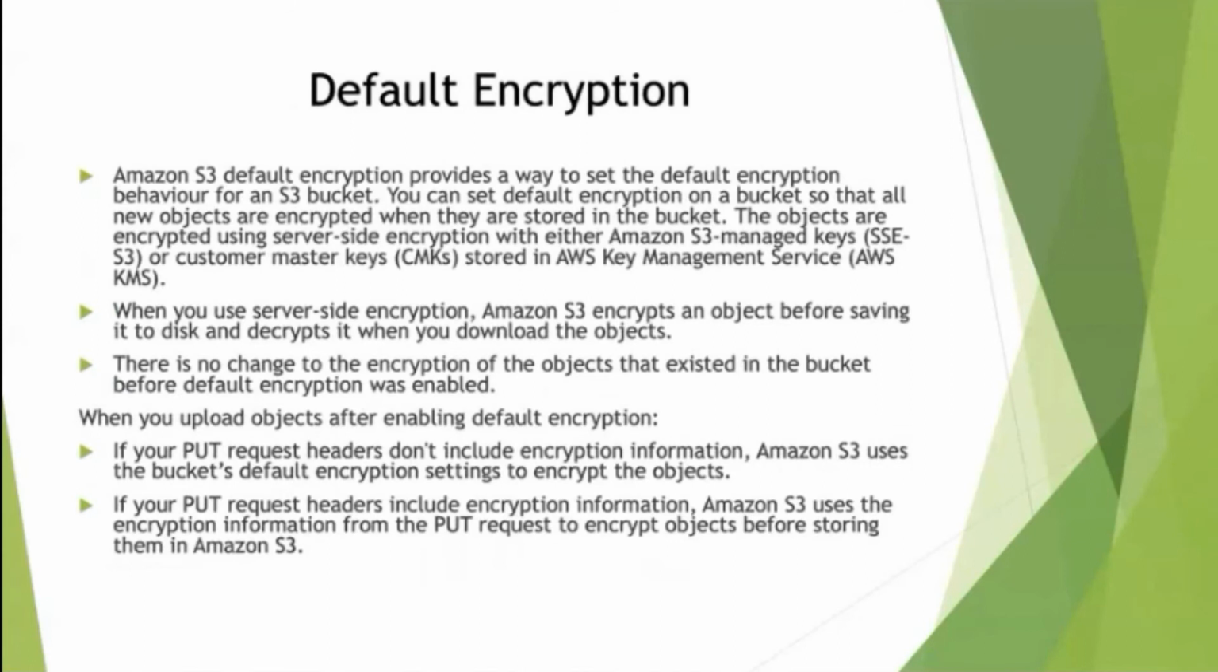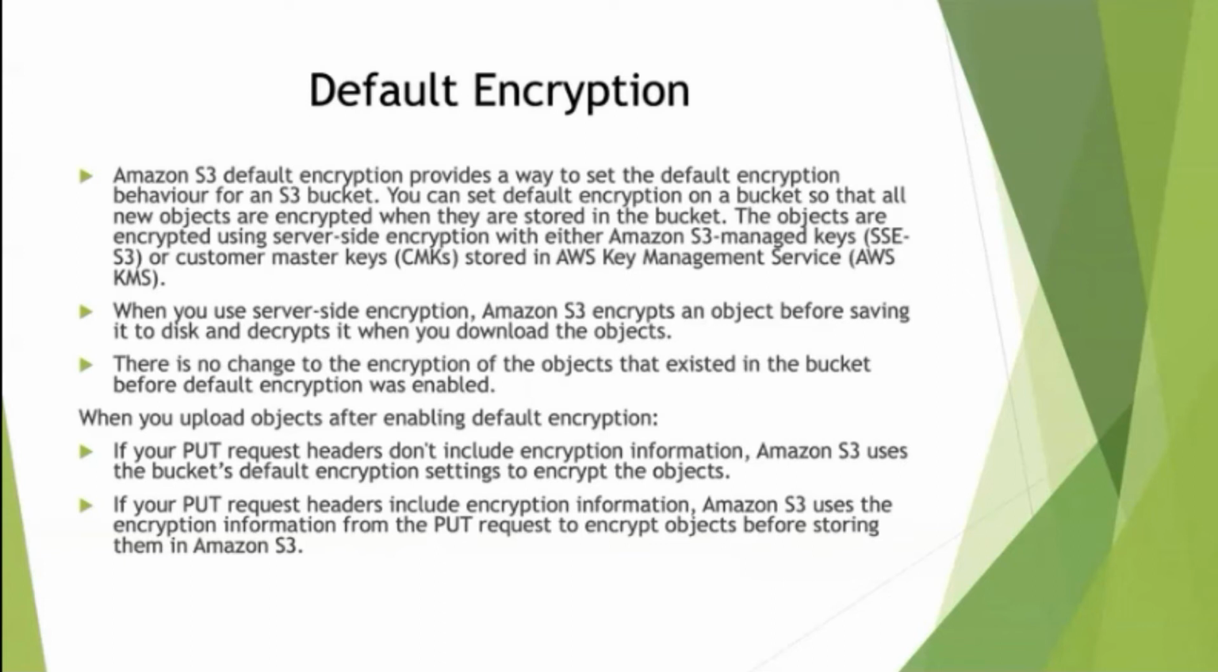And then when it comes to default encryption, there are two types of encryption which you can use. One is server-side S3 encryption, and the other one is using a service called Key Management Service, or AWS KMS. So when you use server-side encryption, Amazon internally does the encryption before saving the object to the disk, and then when you download the object, it internally does the decryption also, so that you are able to see the actual contents of that particular object.